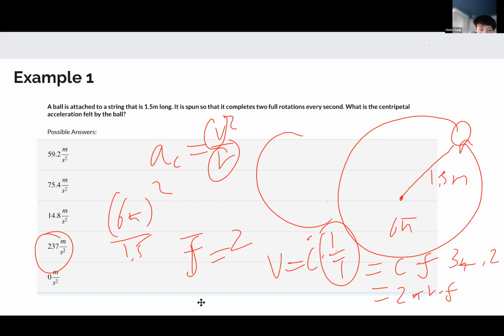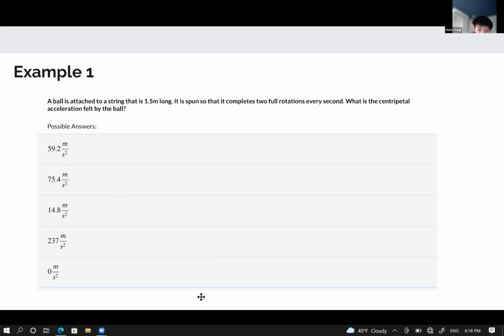So you guys have 3 minutes to do example 2.